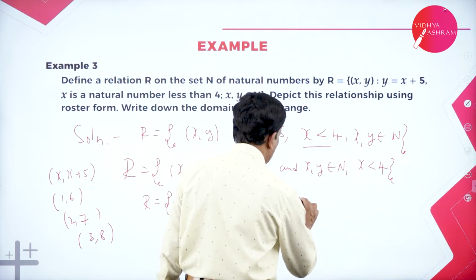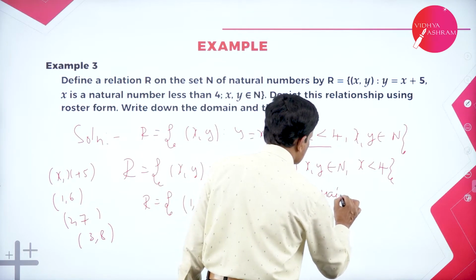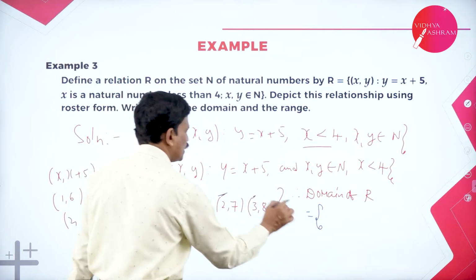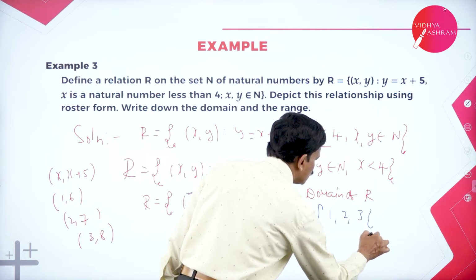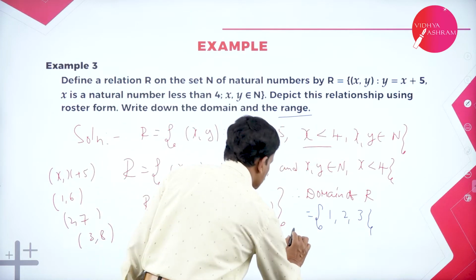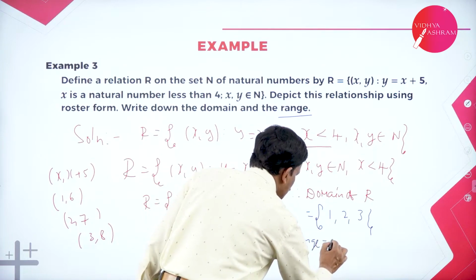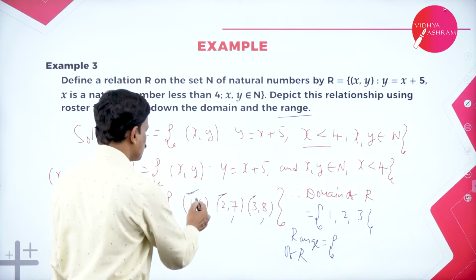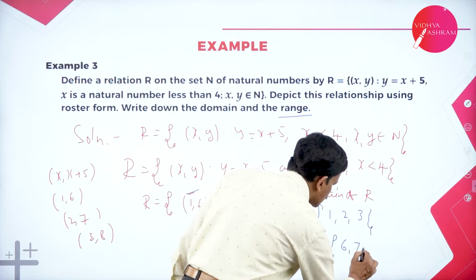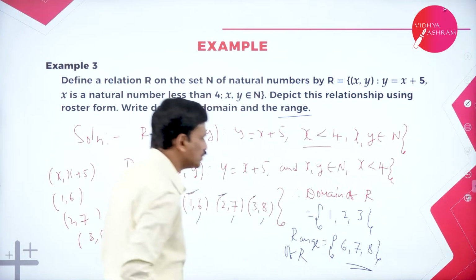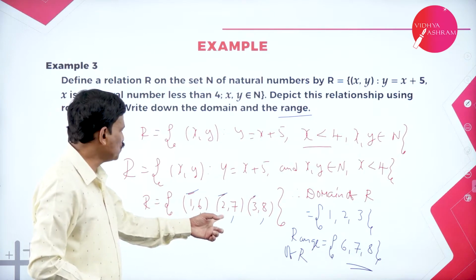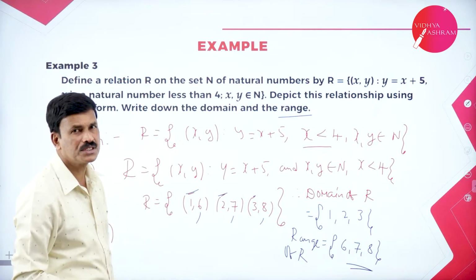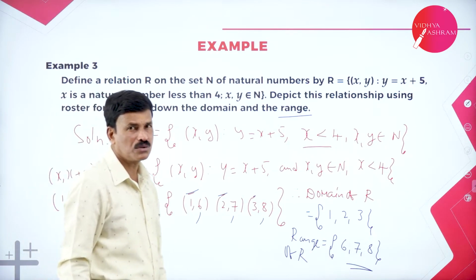Now therefore the domain of R is equal to the set of all first elements of the relation: 1, 2 and 3. Whereas the range of the relation R is equal to the set of all second elements, that is 6, 7 and 8. So the domain is 1, 2 and 3 and the range of R is 6, 7 and 8. That's it. Okay. These are all very important types of problems.